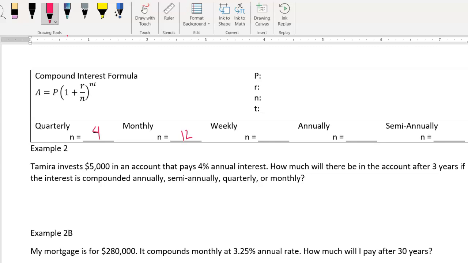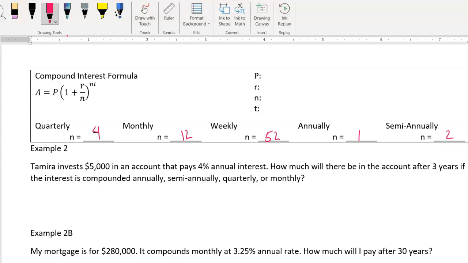If it's compounded weekly, that means there are 52 weeks in a year. So the percentage rate is broken up into 52 really small pieces and added into your account over the course of a year. And annually just means that it's incorporated at the end of the year. Semi-annually means twice a year. So that's what n means in this formula.